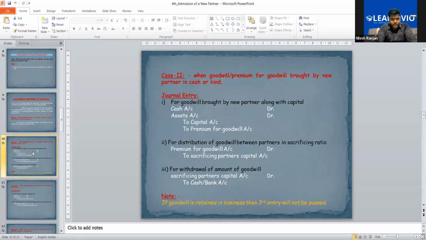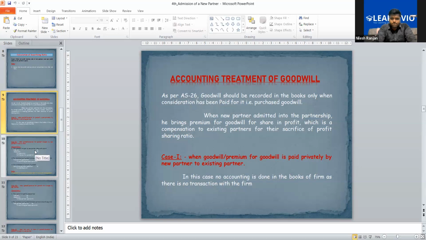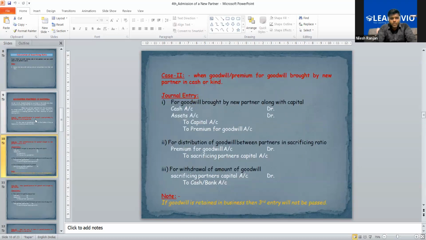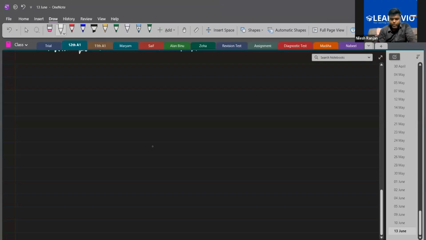Second case. Someone who has not completed the previous part, tell me. Yes, sir, done. So this is case 2 of the basic concept of goodwill. When premium for goodwill is brought by the new partner in cash or kind. First of all, if a new partner joins the partnership firm, then he will bring two things. I already told you, capital and goodwill.